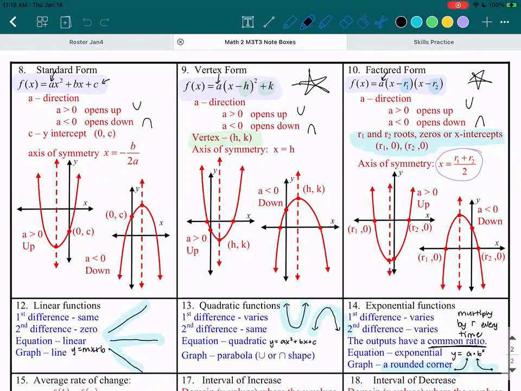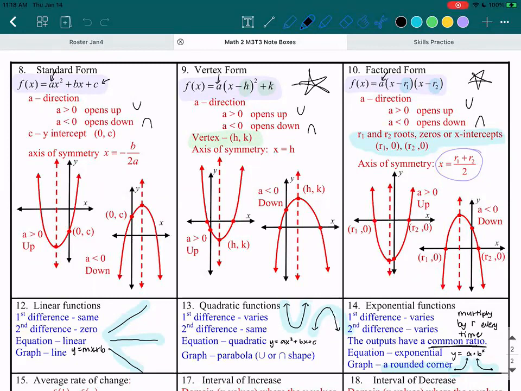The a tells you the direction. If it opens upwards, a is positive. If the graph opens downwards, then a is negative. The c value at the very end, that's your y-intercept, and you would write it as (0, c). And there's the axis of symmetry, which you can calculate with that formula, negative b over 2a. And then, yeah, that is standard form. Those are the things you can tell from standard form.